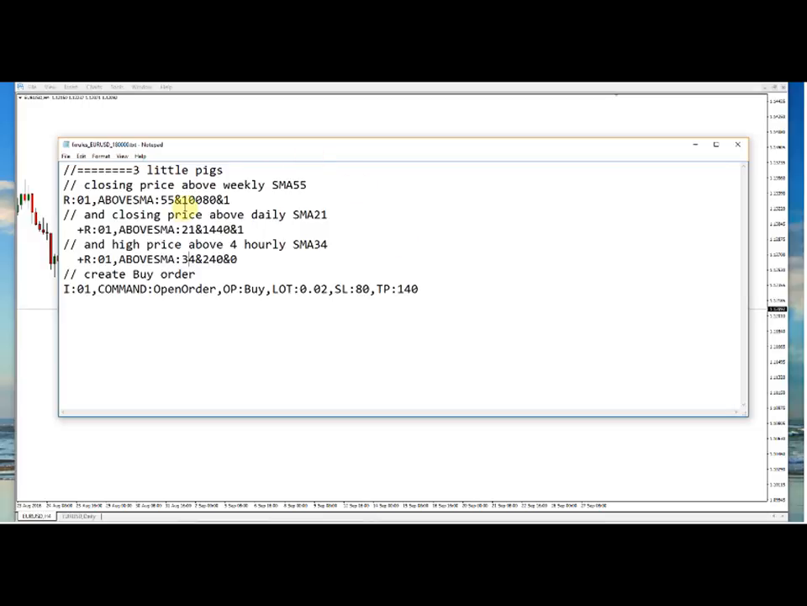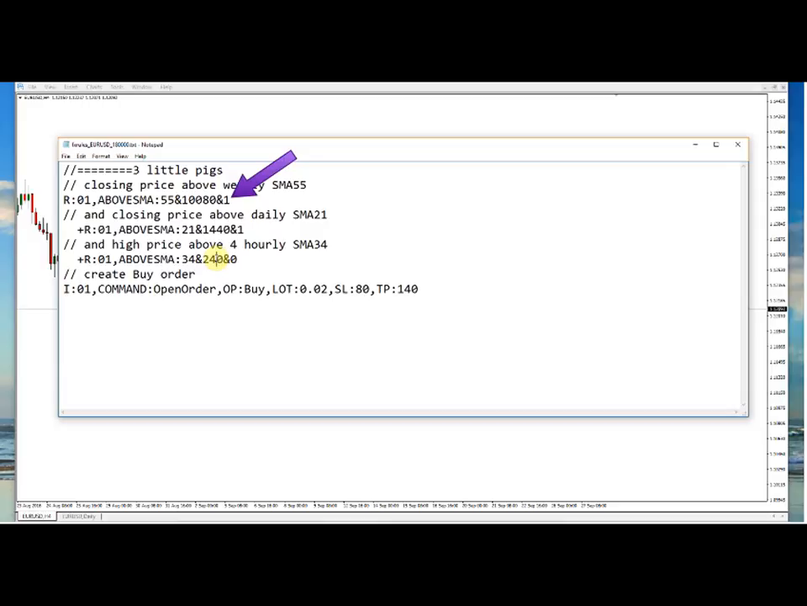Then we have an ampersand, which is a separator, and then we define the time frame in minutes. These are the same time frames you have in MT4. So that's the weekly time frame, the daily time frame, and the 4-hourly. So for example, 240 minutes is 4 hours.